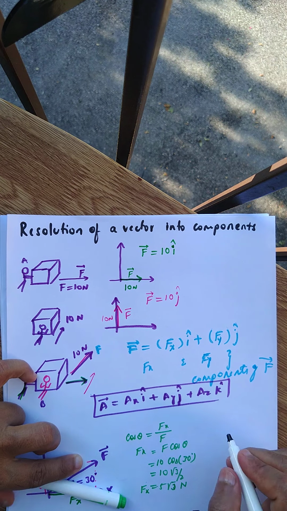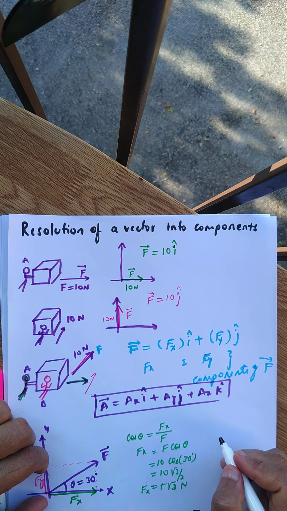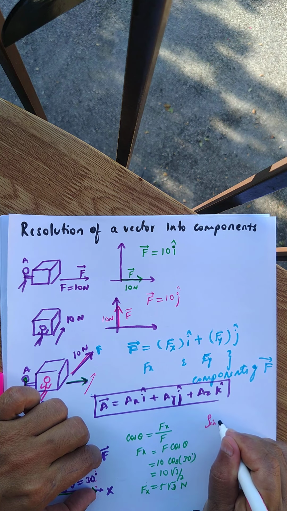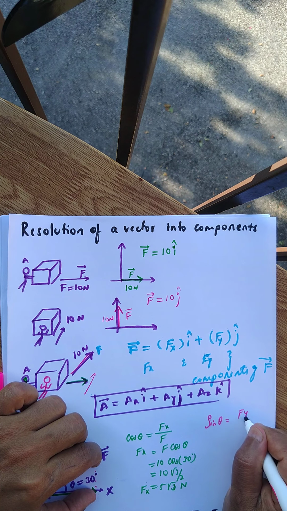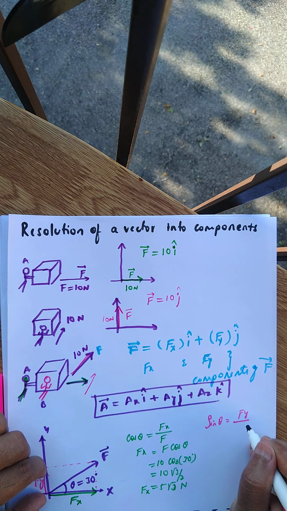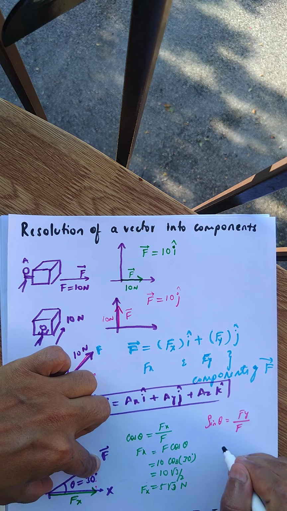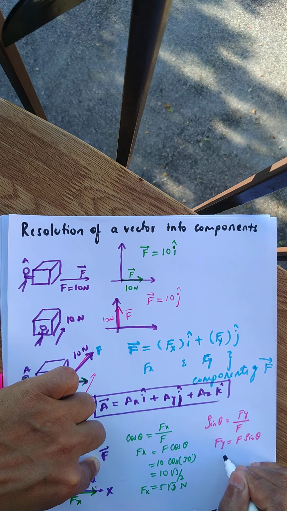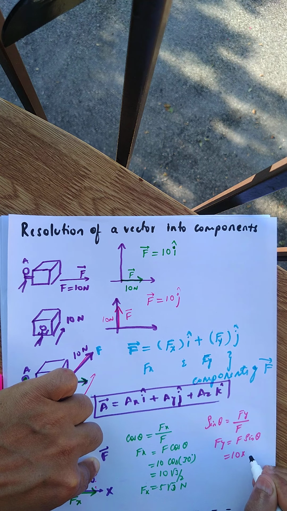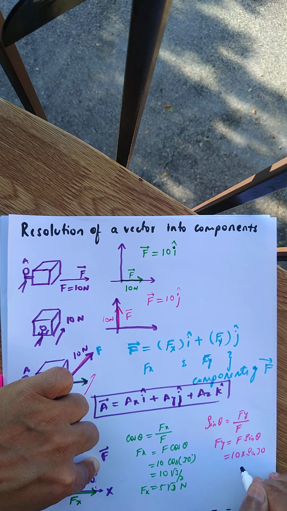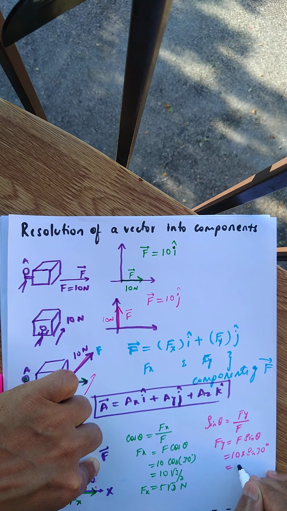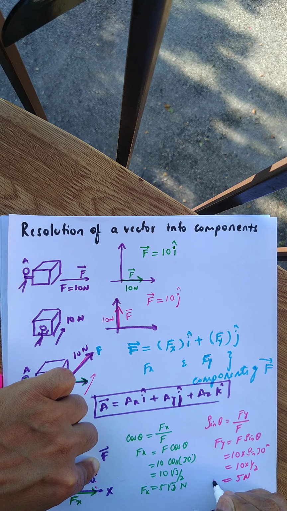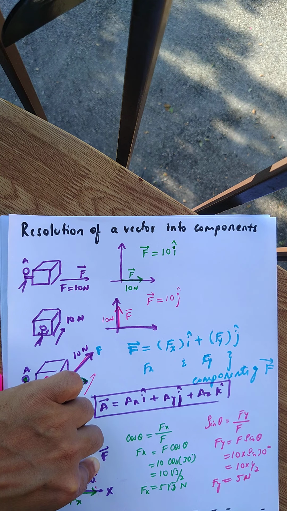Similarly, to calculate Fy, I have this opposite side here. So we will take the sine function. Sine theta equals opposite, which is Fy, by hypotenuse F. Fy is equal to F sine theta, which is 10 times sine 30, which is 1 over 2, which is 5 Newton. So we have got our y component as well.